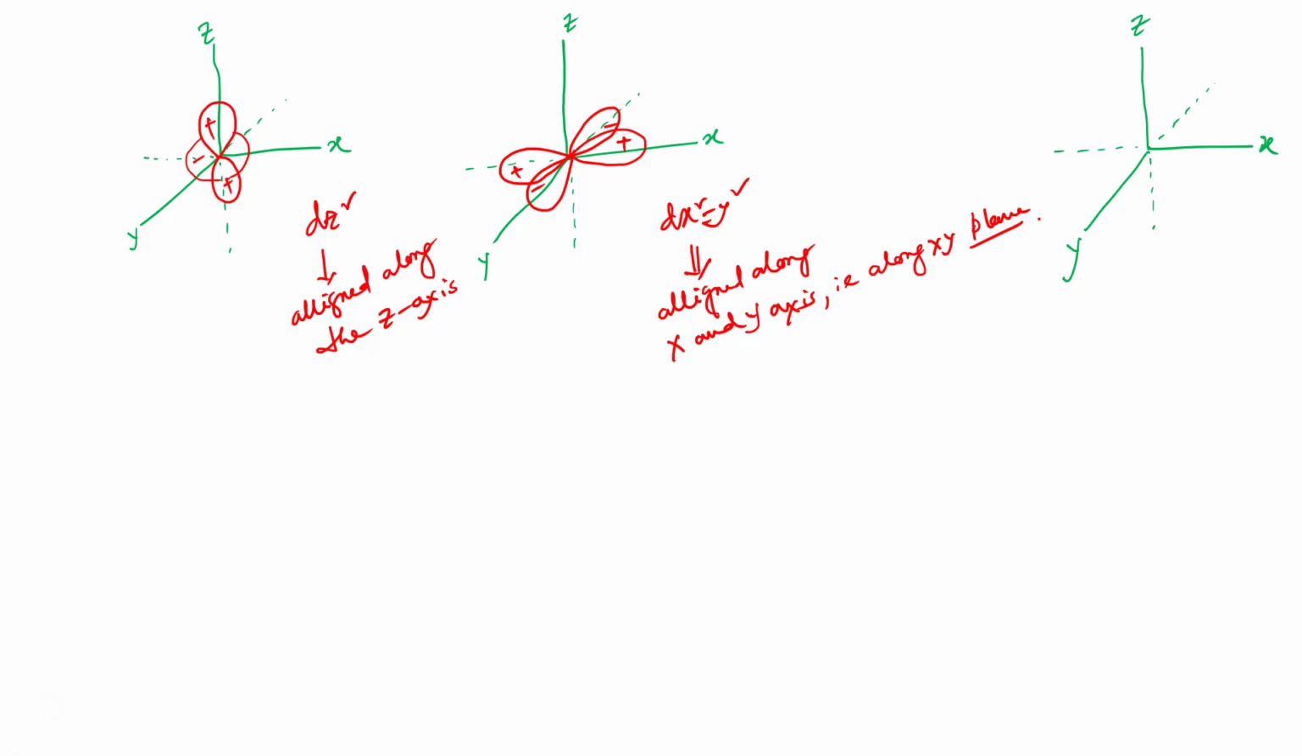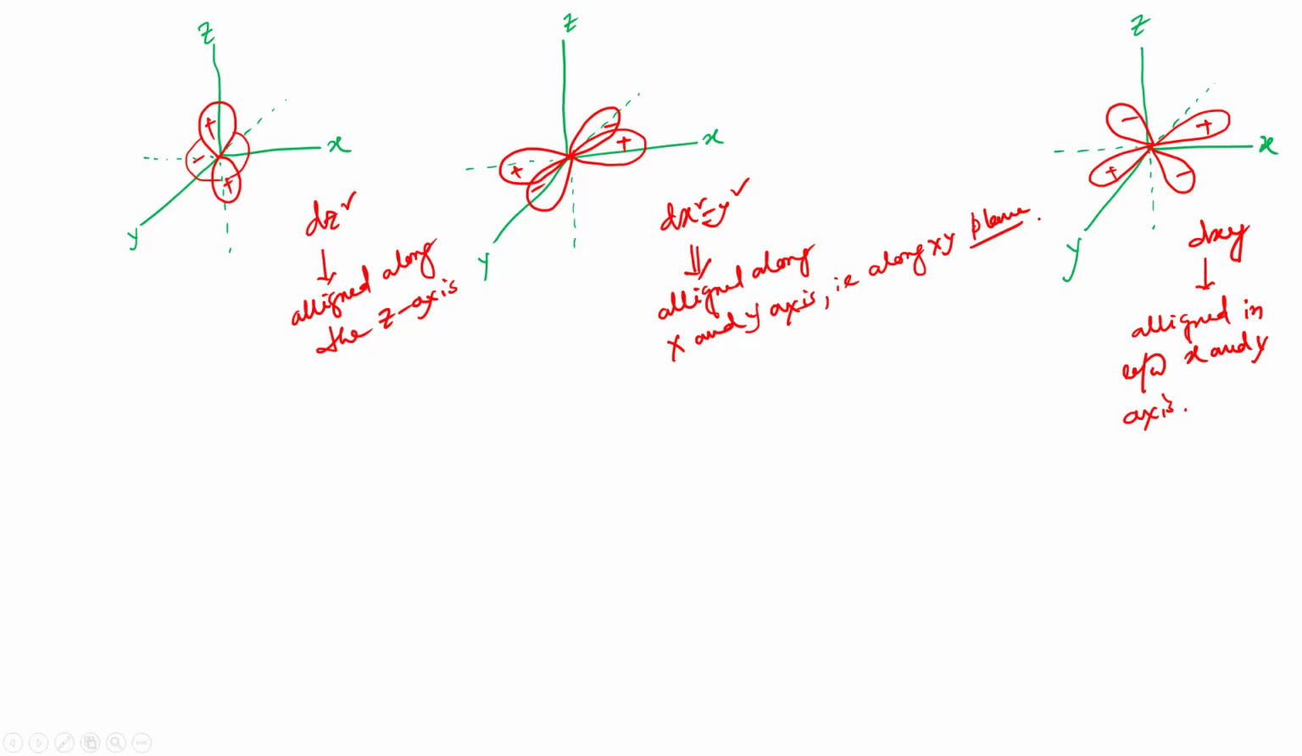Now the dxy orbital will be, this is the dxy orbital. It is aligned in between the x and y axis. It is also aligned in the xy plane but not along the axis.